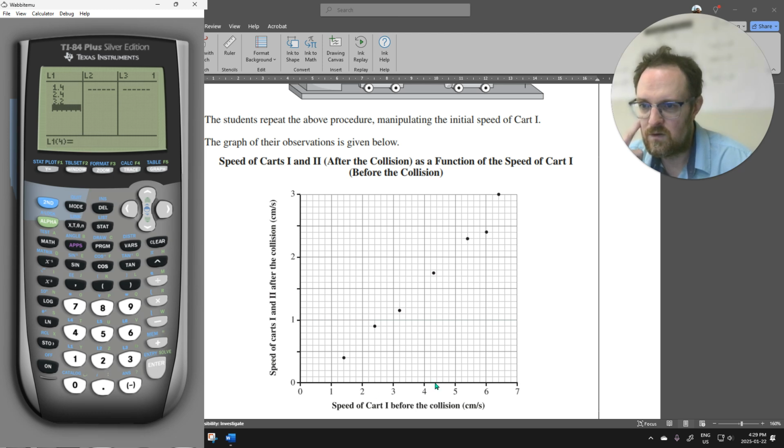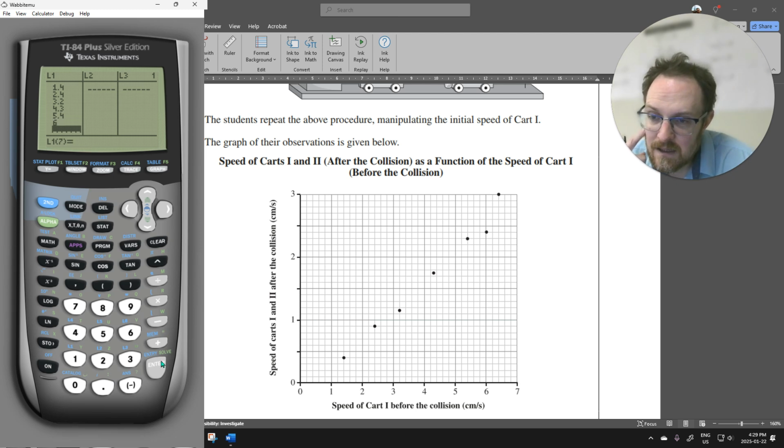This is 4.3, 5.4, right at 6, that's the one we're looking for, and 6.4 is the last one.